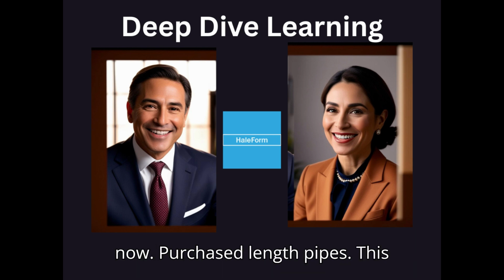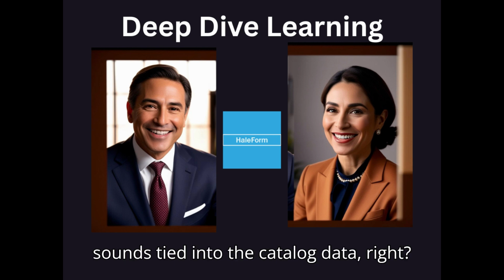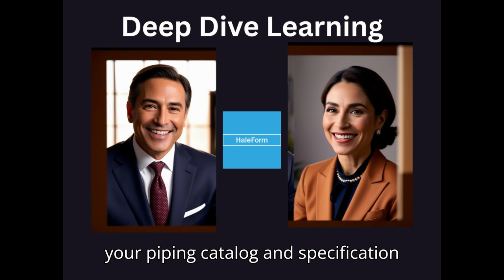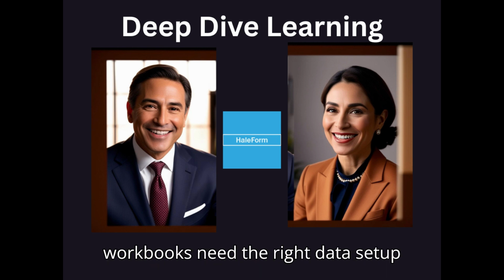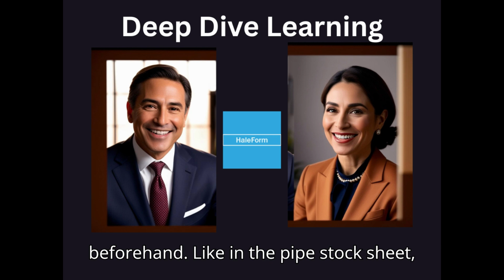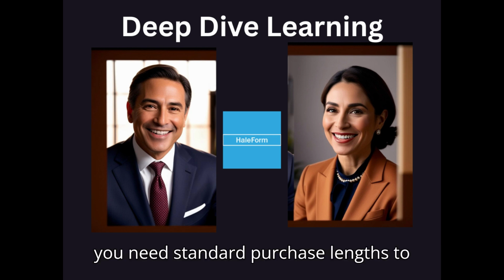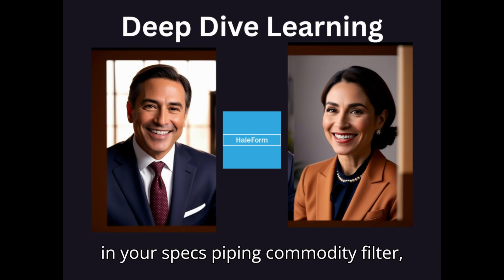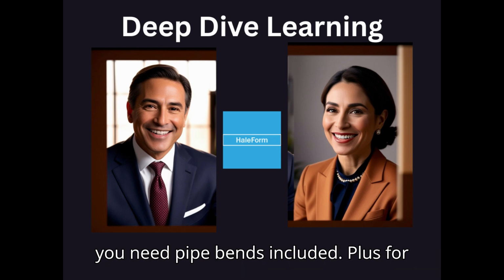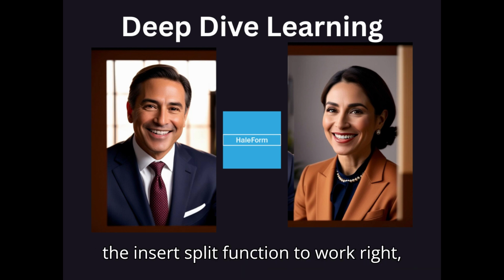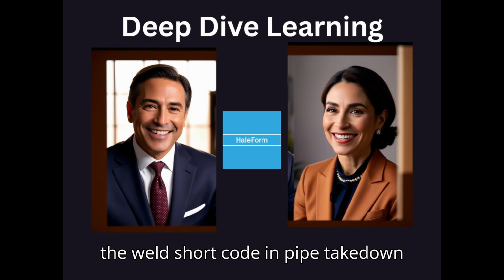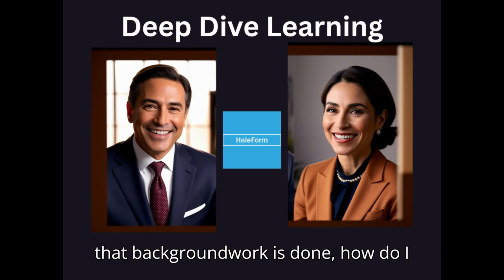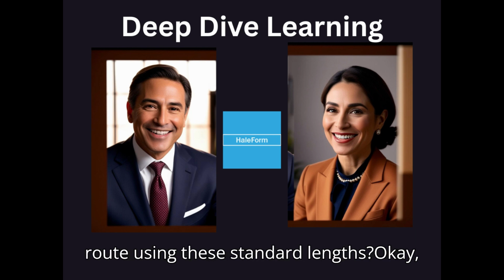Okay, now, purchased length pipes. This sounds tied into the catalog data, right? Oh, absolutely. To use this properly, your piping catalog and specification workbooks need the right data set up beforehand. Like in the pipe stock sheet, you need standard purchase lengths defined, min-max lengths, maybe flow direction info if ends are different. And in your spec's piping commodity filter, you need pipe bends included. Plus, for the insert split function to work right, the weld short code in pipe takedown parts usually needs to be butt weld. Bit of setup involved. Right. Assuming all that background work is done, how do I route using these standard lengths?